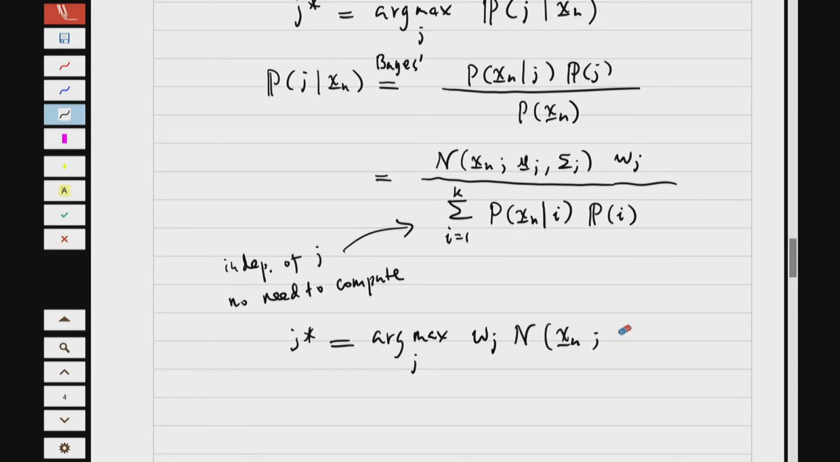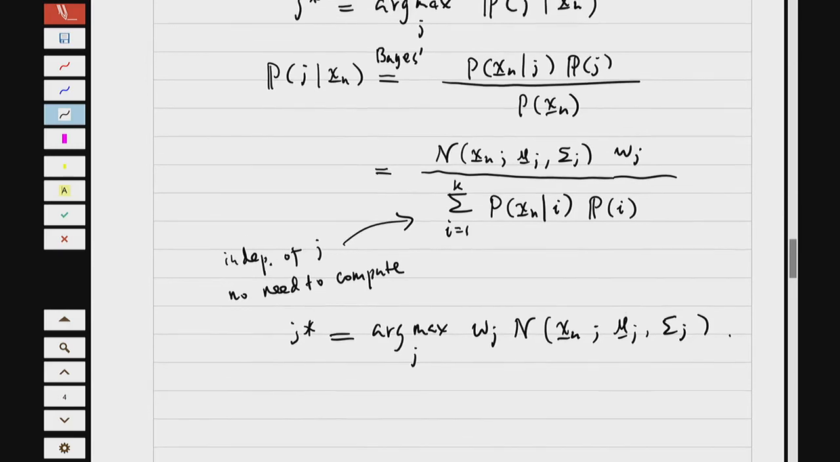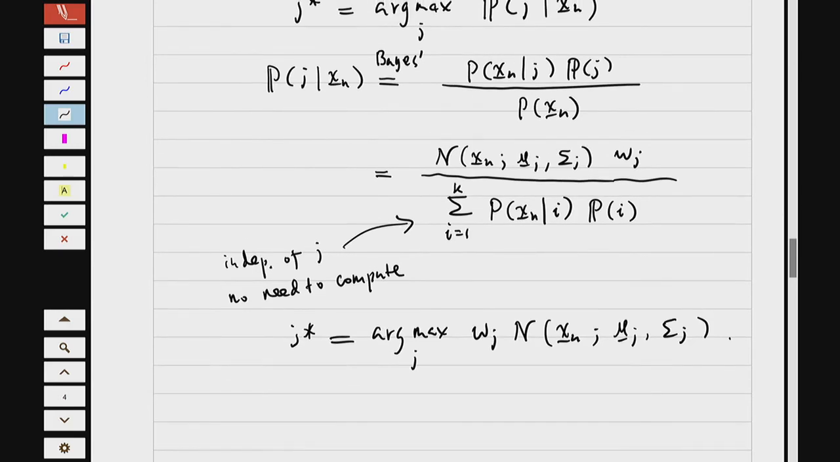wj times N of xn with mu j, sigma j, like that. And that's it. That's what we need to do for subproblem 2. We have to just find the maximum of this form. And if we have a k reasonably small, we can just do an exhaustive search, just check all of them and pick the best one.